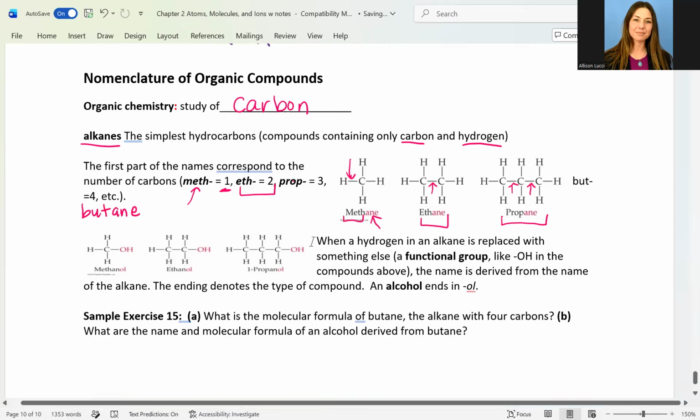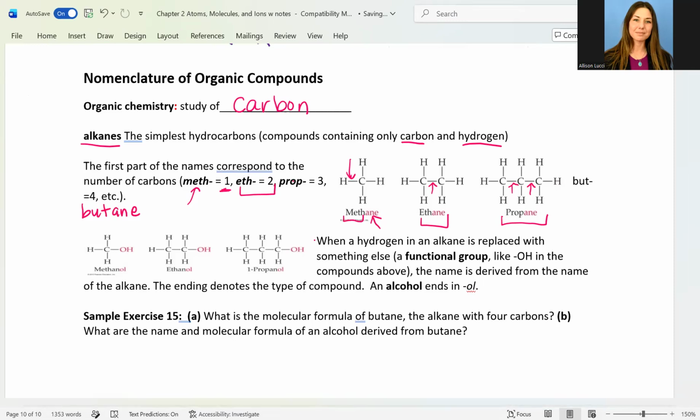Then when we add a different functional group, like an alcohol here, we change the ending to indicate that there's an OH or a hydroxyl functional group, and these become alcohols. So we still have a single carbon, so it has that meth prefix, methane. Instead of methane ending in ANE, we change the E to an OL. So the same thing happens here when we have a two carbon alcohol. So we have ethane and then OL for the hydroxyl group.